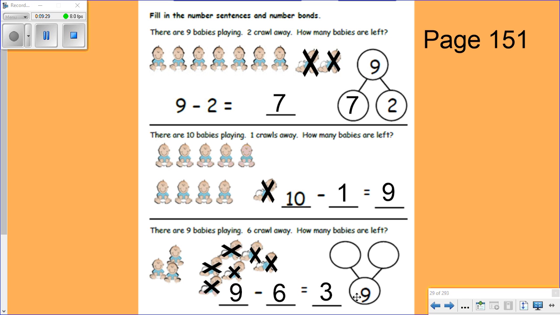And over here in the number bond, the 9 was already filled in for you, the whole amount of 9. So up here, you should have a 6 and a 3. And it's okay if you have a 3 and then a 6. I put a 6 and a 3, but it's okay if you put the 3 here as long as a 6 is with it, because they are the partners to make 9.